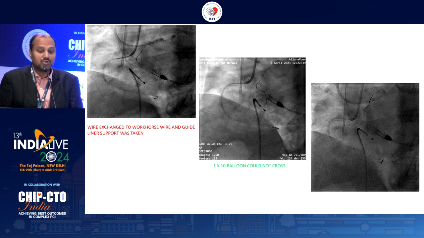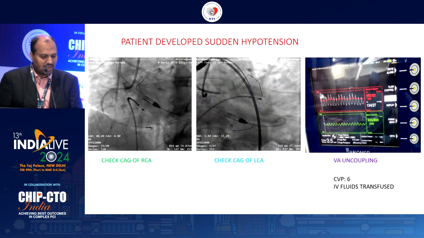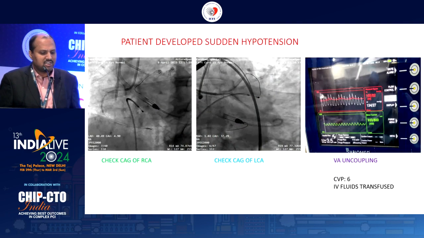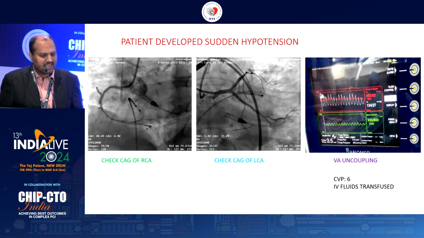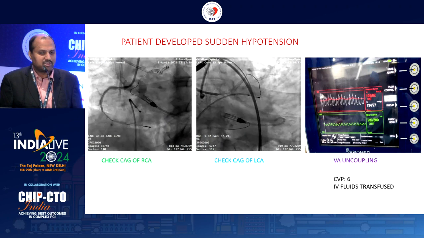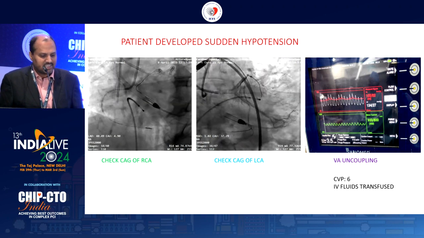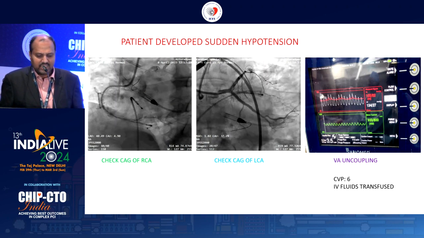The 1 by 10 balloon could not cross. So at this point we decided to go with laser, and laser we have done. At this point the patient suddenly developed hypotension, and we took angios. Angio was showing a slightly decreased flow in the RV branch because of this guide extension, and we have seen the left branch, and there is a VA coupling.